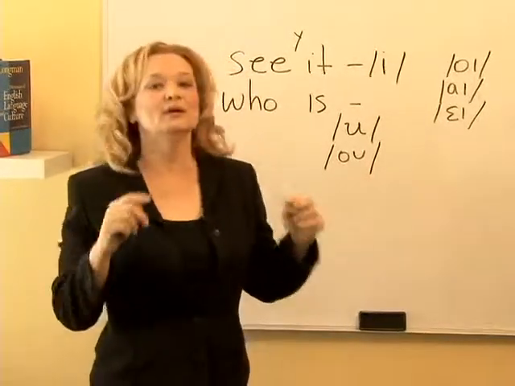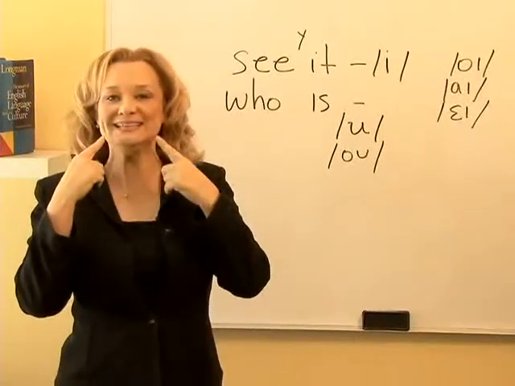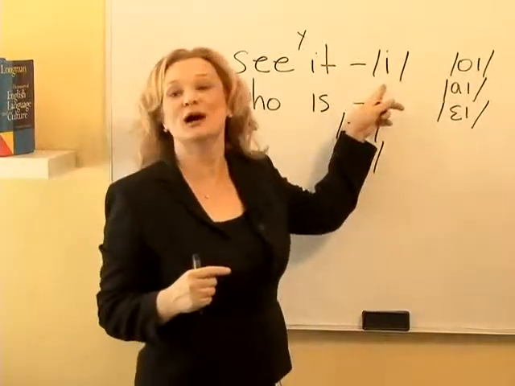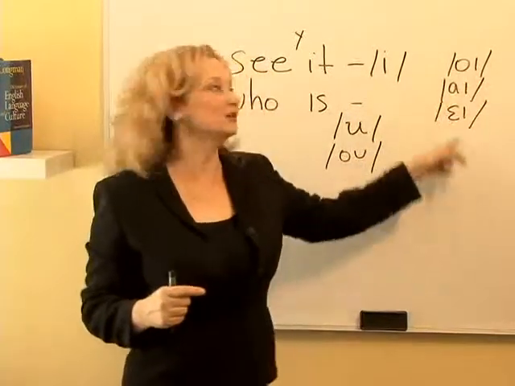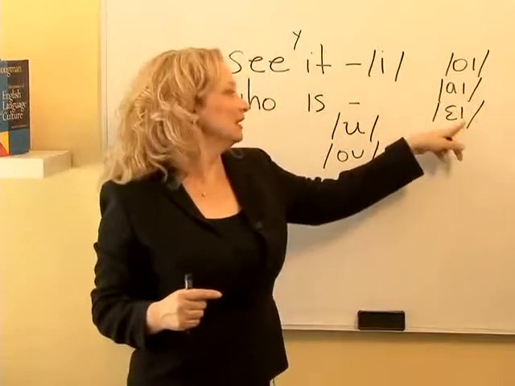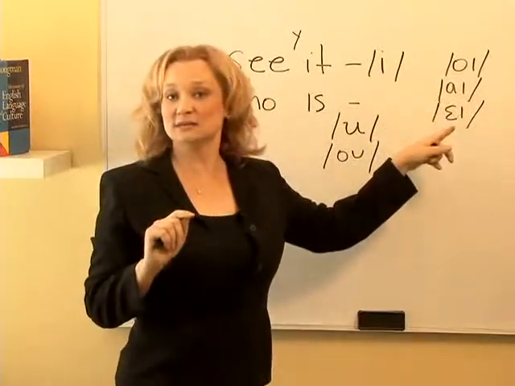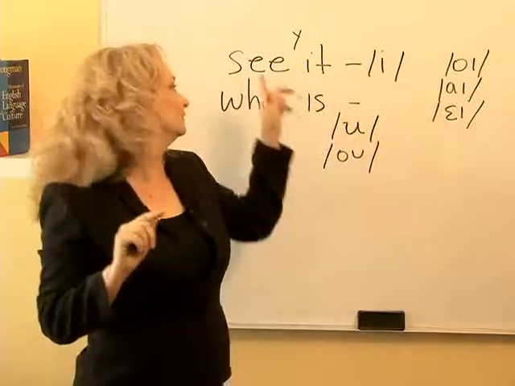Here's the rule. When the vowel requires your lips to be flat, E, for example, the vowel E or OI, these are diphthongs here, OI, A, I, they all end with that E sound. We're going to do that Y sound. One more time, see it.